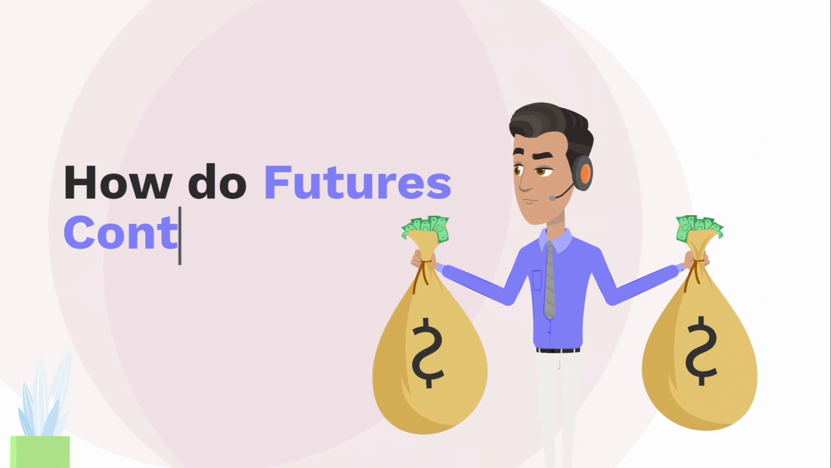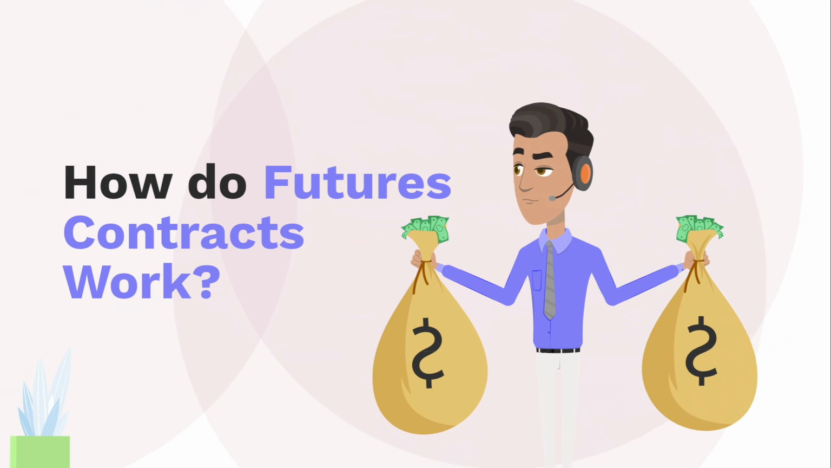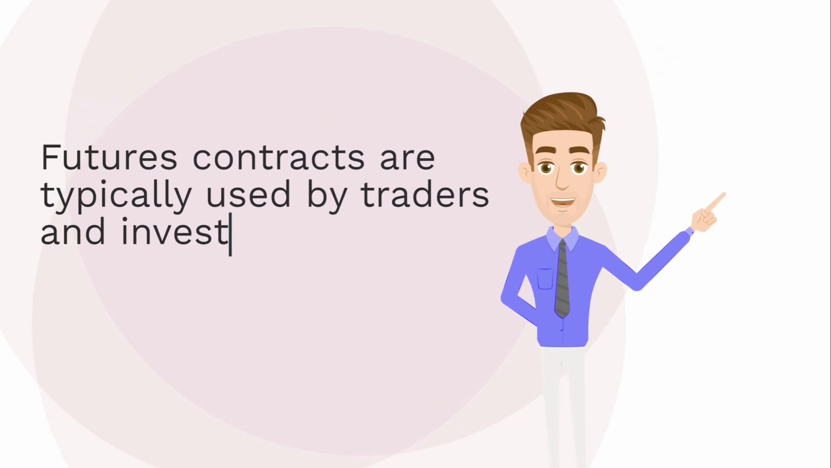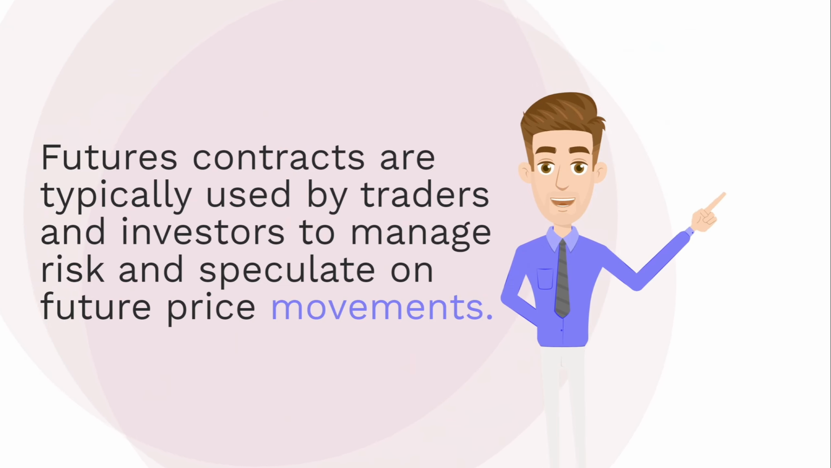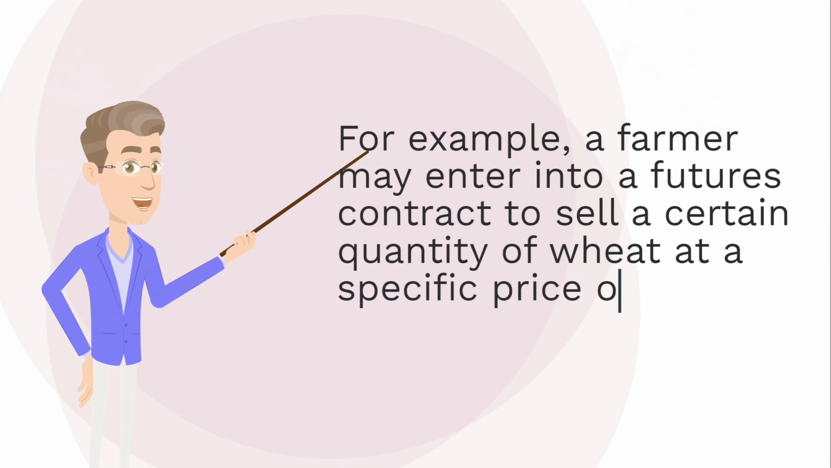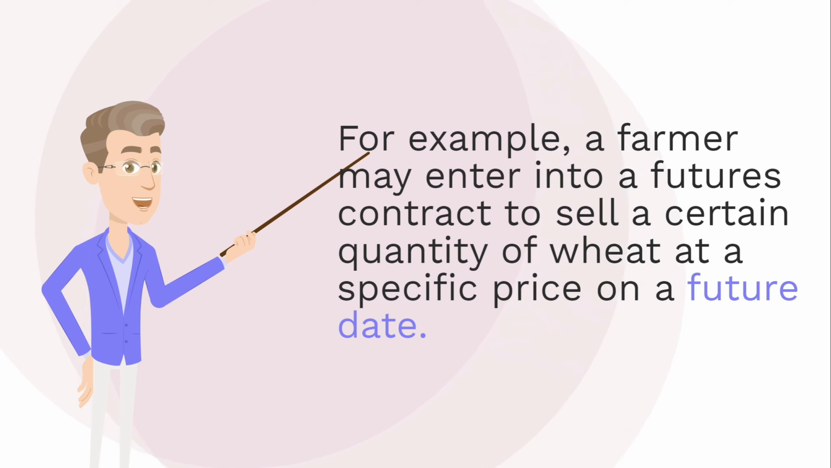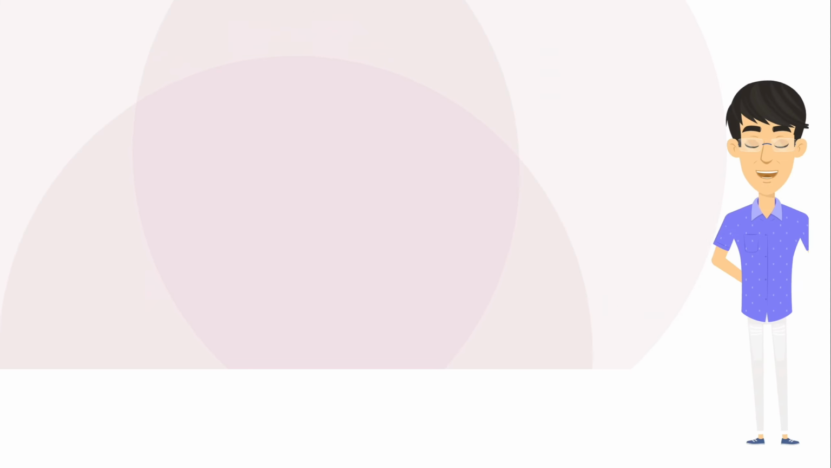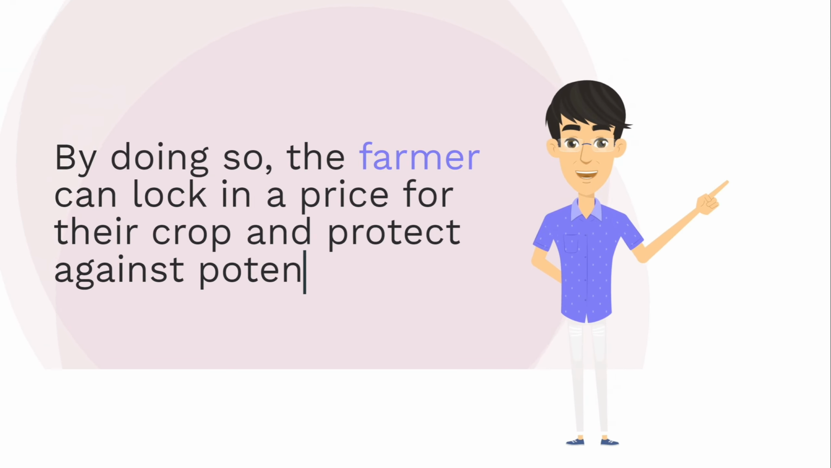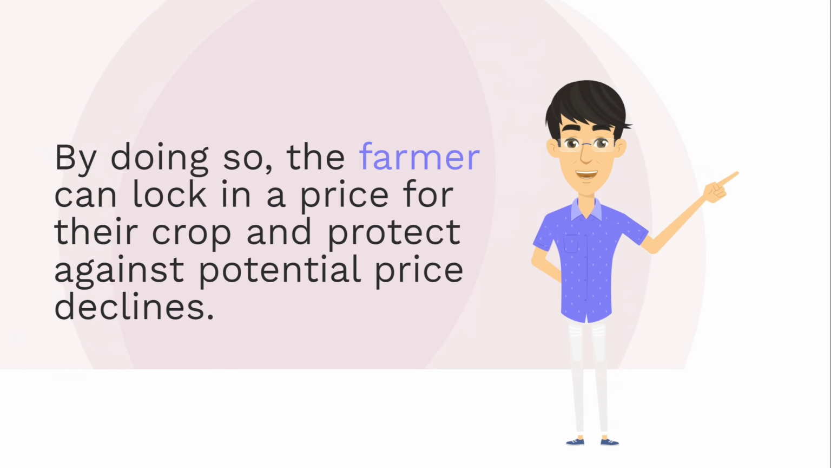How do futures contracts work? Futures contracts are typically used by traders and investors to manage risk and speculate on future price movements. For example, a farmer may enter into a futures contract to sell a certain quantity of wheat at a specific price on a future date. By doing so, the farmer can lock in a price for their crop and protect against potential price declines.